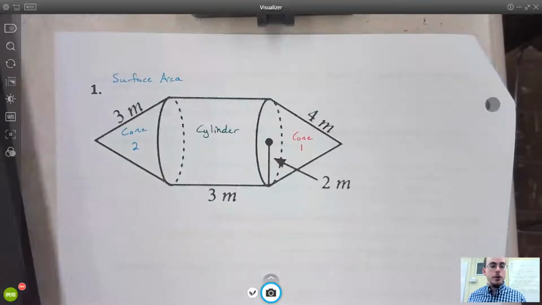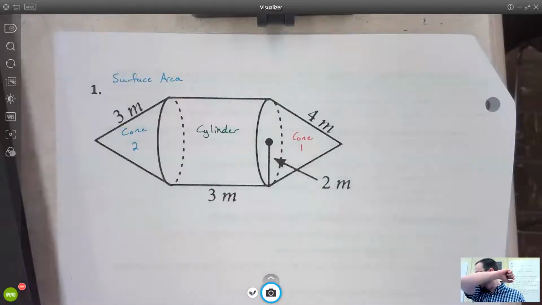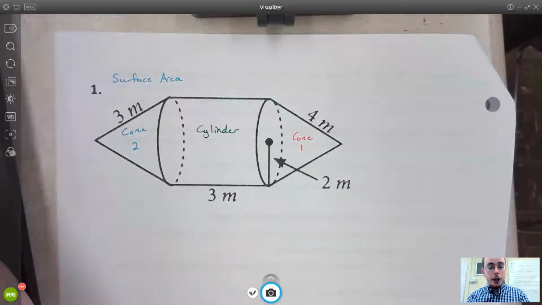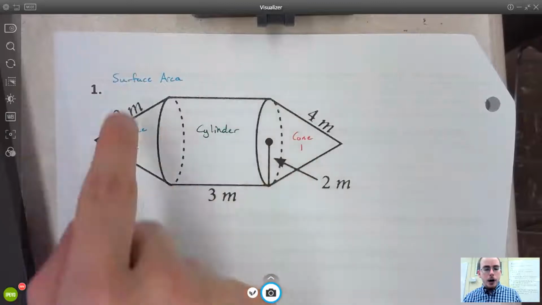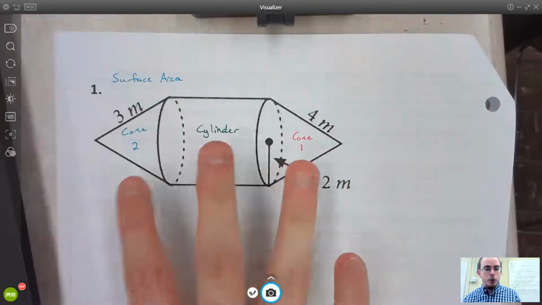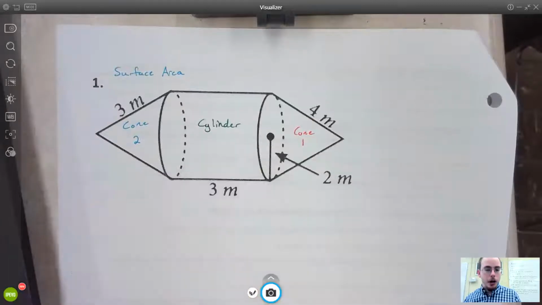Now, since we're finding the surface area of this shape, we need to determine the lateral area for all of these shapes. So we're going to be doing 3 different lateral areas. Now I'm going to go ahead and start off with the cylinder.